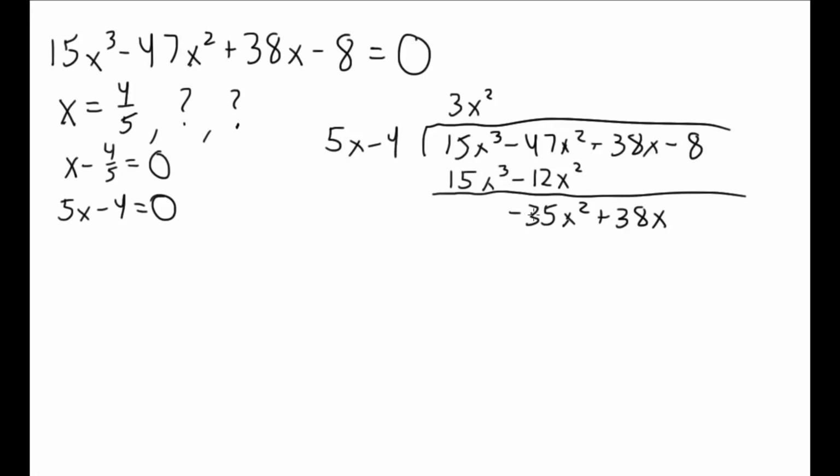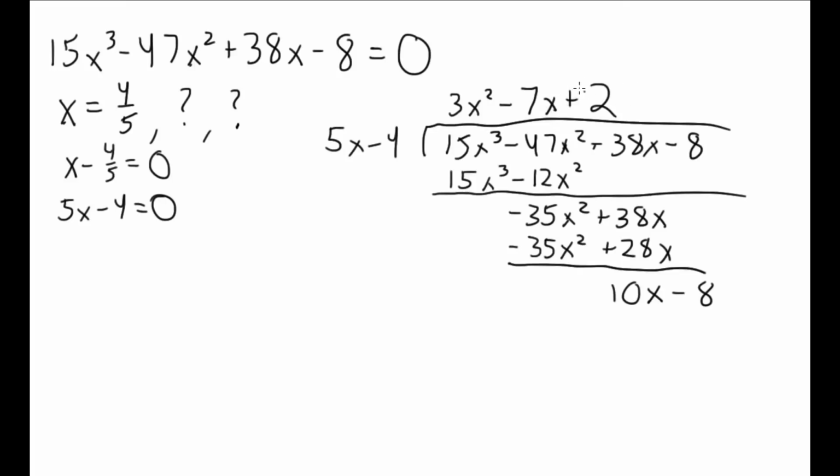So 5x into negative 35x squared is going to be negative 7x. We multiply that out. Subtract, we're going to get 10x. Now we bring down the minus 8. And this is 2 times that. So plus 2. Okay, so we're left with a quotient that is a quadratic.